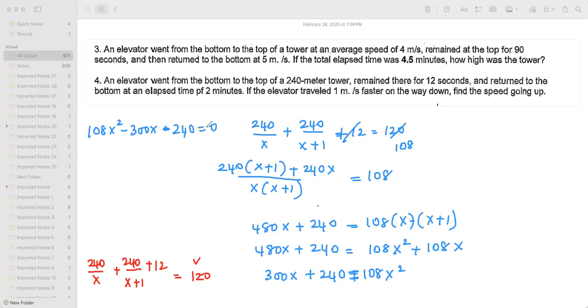I did it another way, which got me something. I got rid of the denominators in the original equation by multiplying by x and then multiplying again by x plus 1 to get 108x squared plus 108x minus 480.